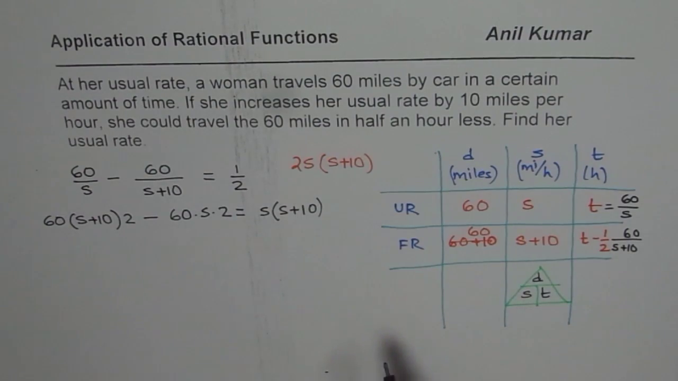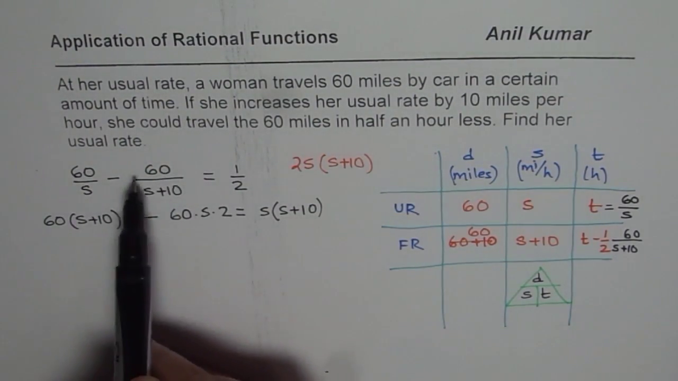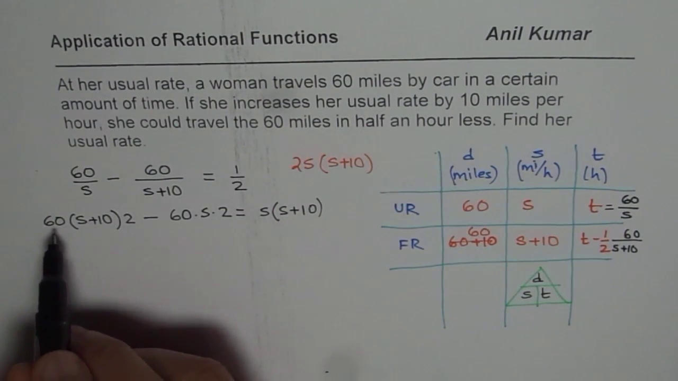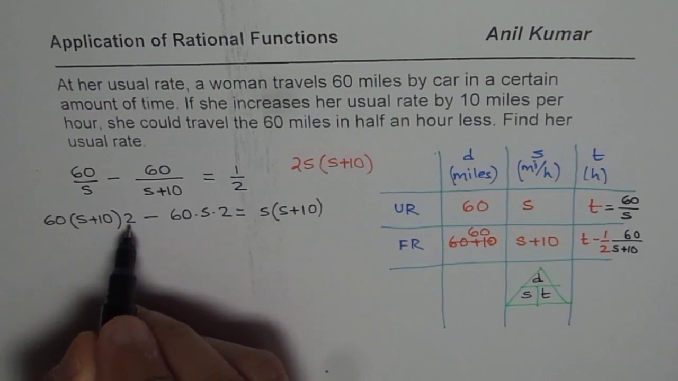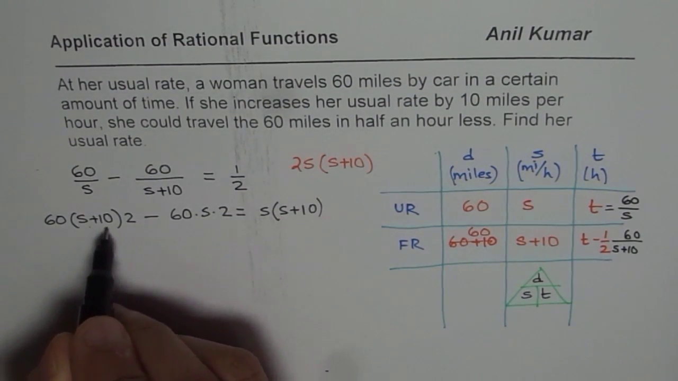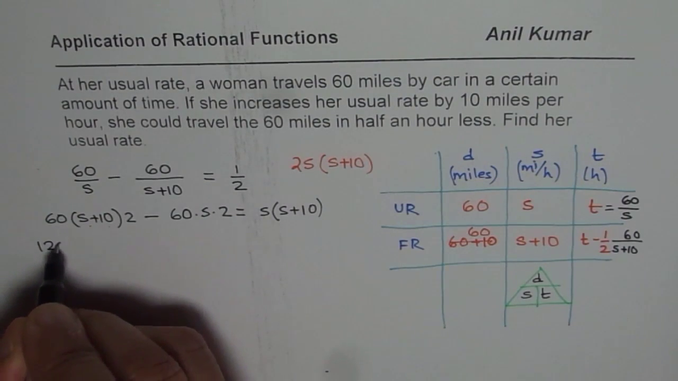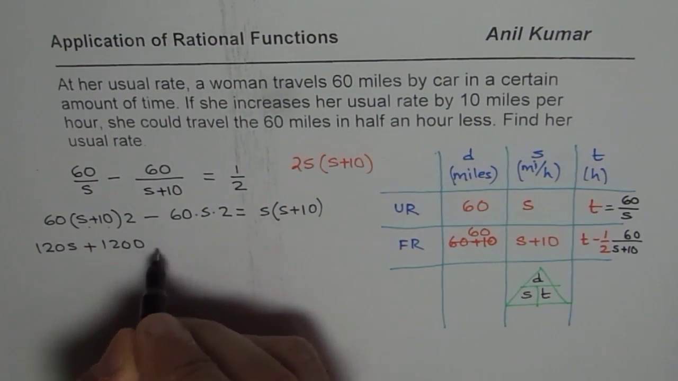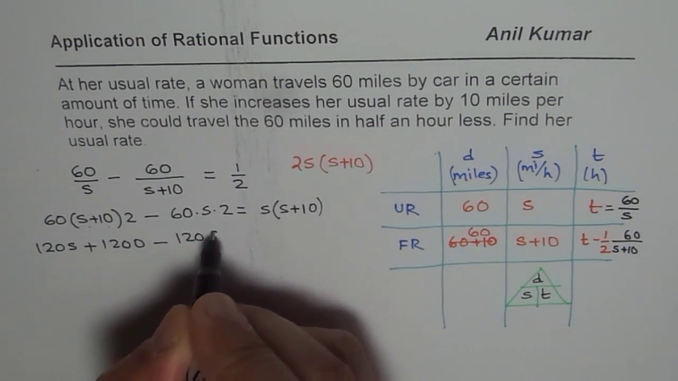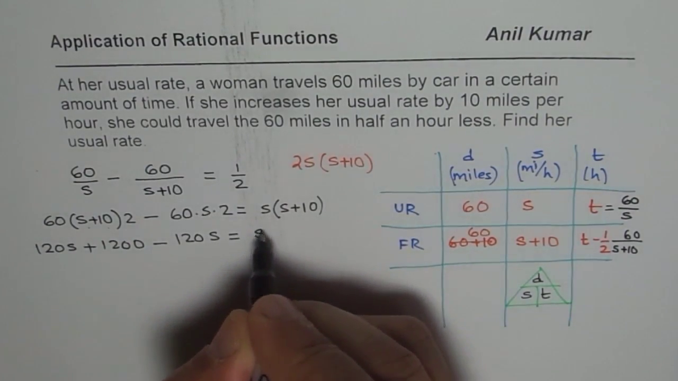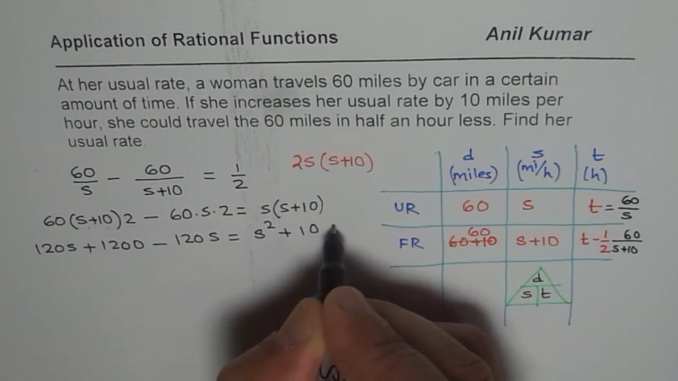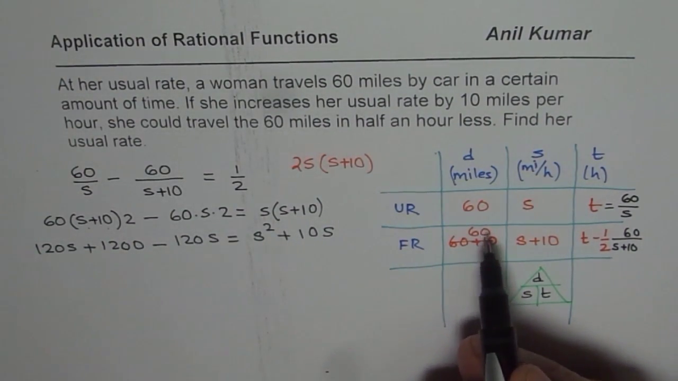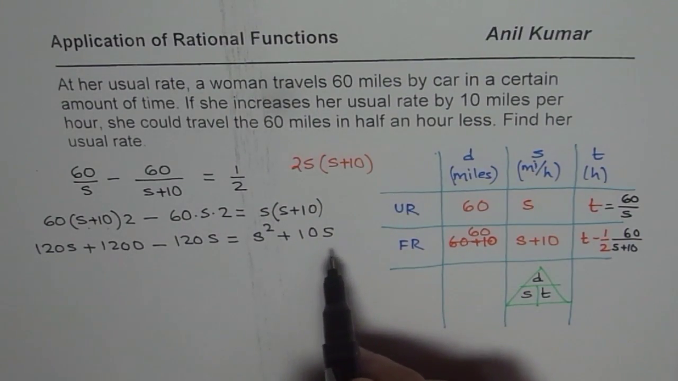At times, to make it simpler, you can actually take 60 common. 2 times 60 is 120. But I'm not going there. I'm just keeping it simple at present. Now expand it. So 60 times 2 is 120. Multiply both the numbers by 120. So you get 120s plus 1200 minus 120s equals s square plus 10s. Now you have a quadratic equation, and that is the reason you might see similar examples in quadratic functions applications.